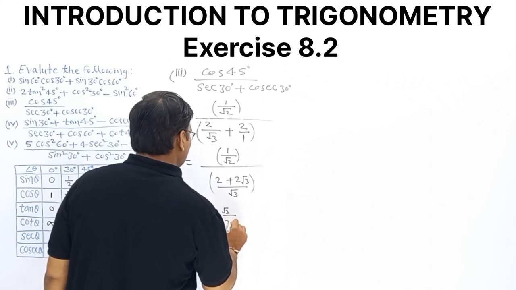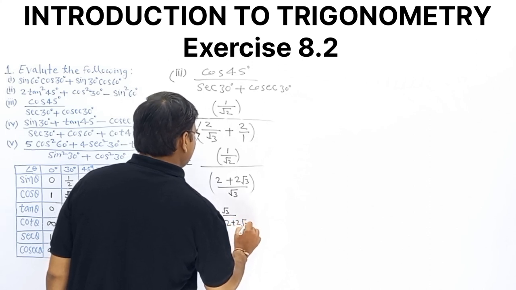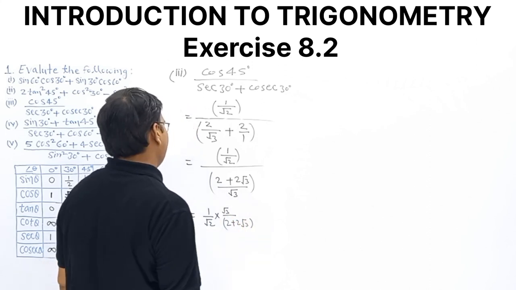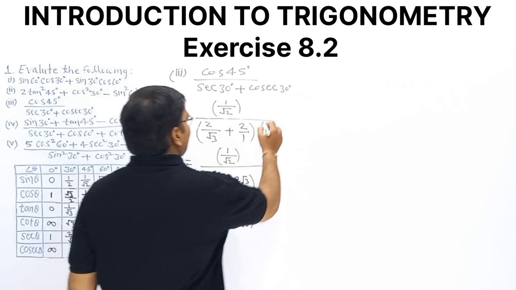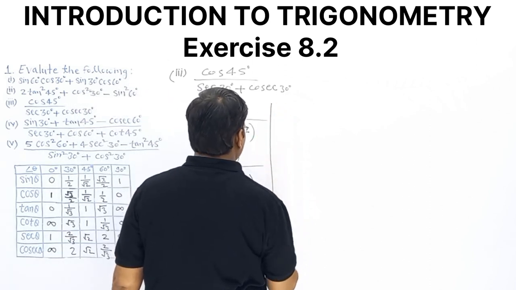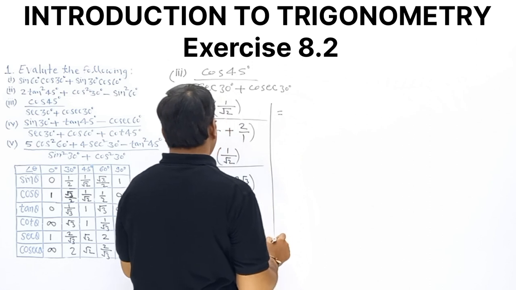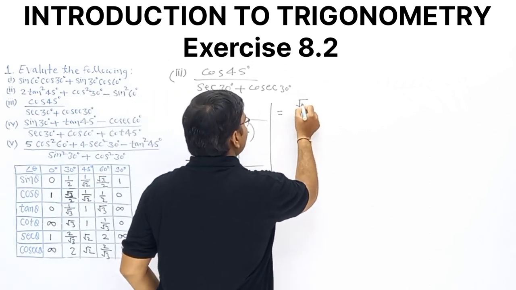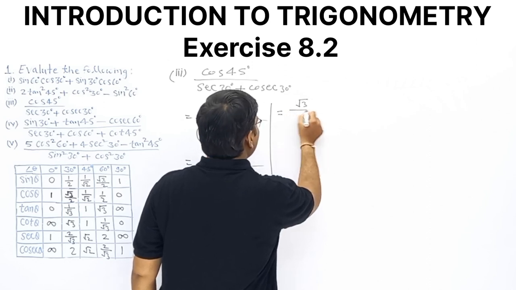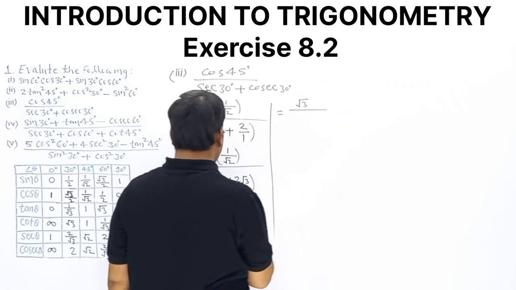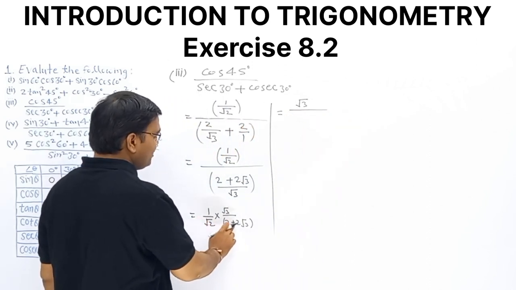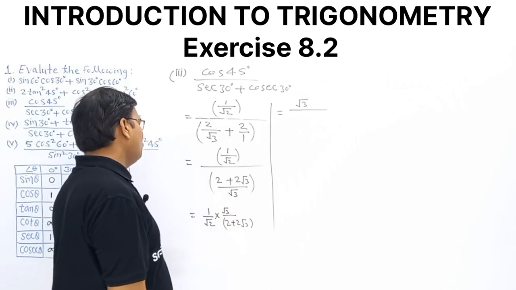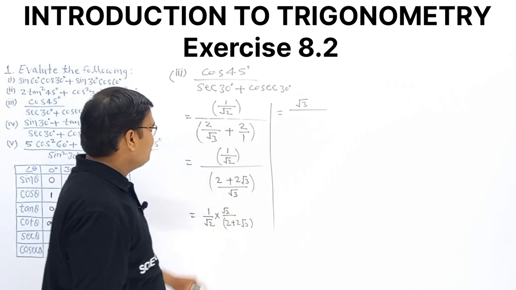Divided by 2 plus 2 square root of 3. This one. So what is this one? I am writing there. In the numerator, 1 into square root of 3, its value will be square root of 3. Divided by, in the denominator what are we having? The square root of 2 is multiplied by this one. So I am solving. This one will be multiplied by this one.